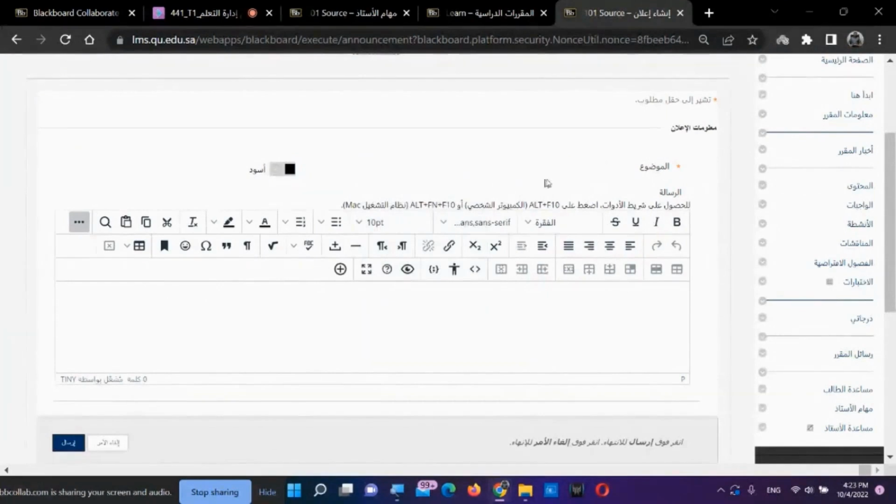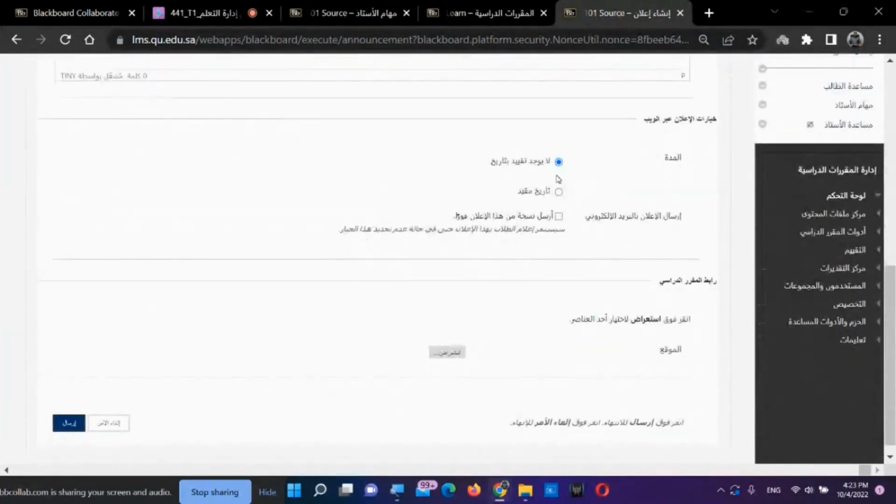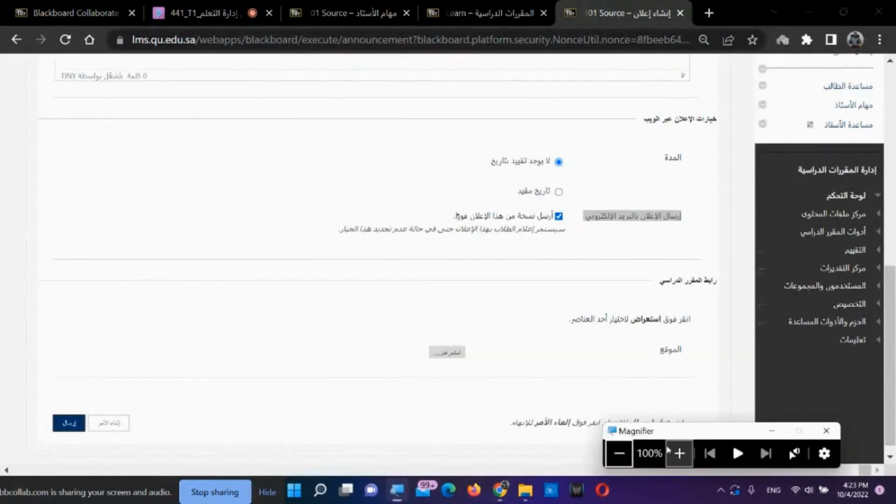What I want to highlight here is that I say send. So, what's important here is that I send an announcement via email. This is very important. If I enlarge this a bit for you to pay attention, yes, sending an announcement via email is crucial. I check the box to send a copy of this announcement immediately.